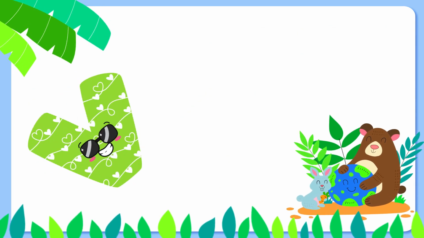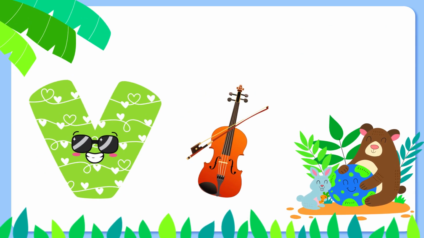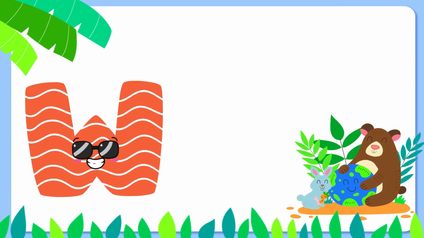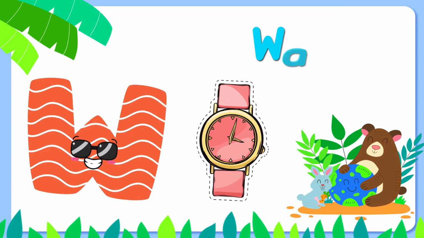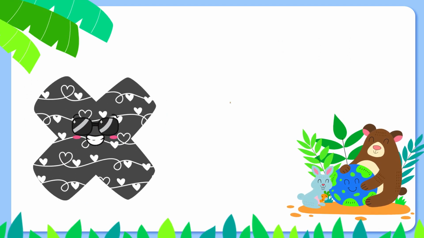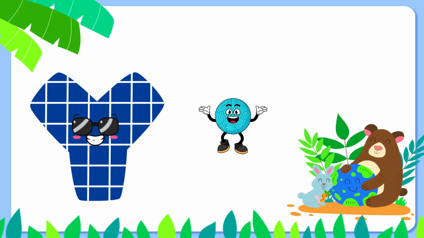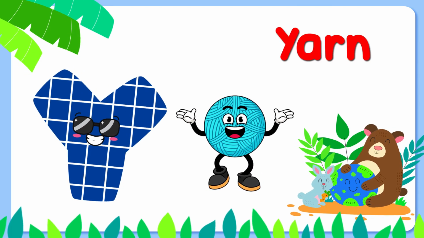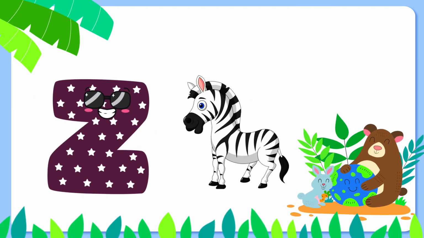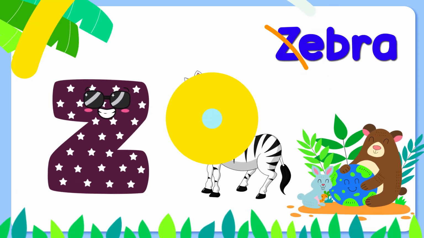V is for violin. W is for watch. X is for xylophone. Y is for yo-yo. Z is for zebra.